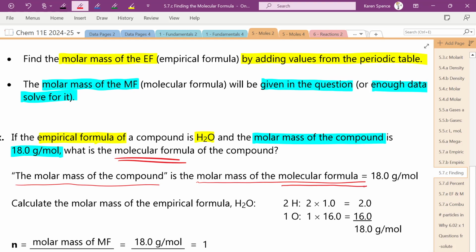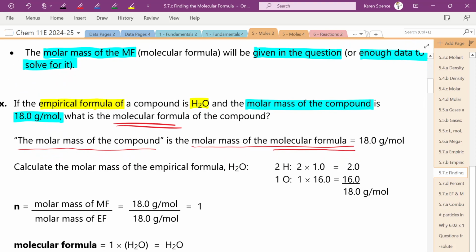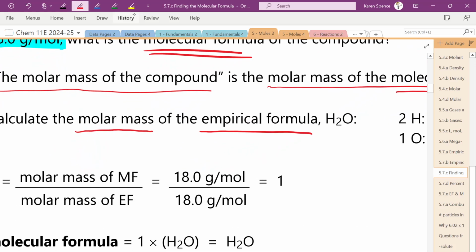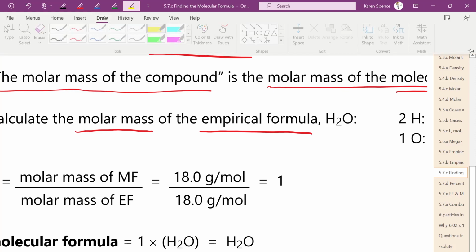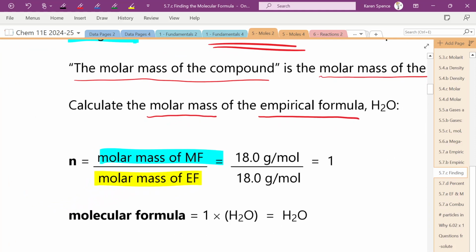I hope you might even be able to see right now how trivial this example is, but it illustrates the point. So we then find the molar mass of the empirical formula, H2O. We have 2 hydrogens, which gives us 2. We have 1 oxygen, which gives us 16, and altogether that equals 18. So we take the molar mass of the molecular formula, divide it by the molar mass of the empirical formula. In this case, they are the same. And so the n, the multiple value, is 1.